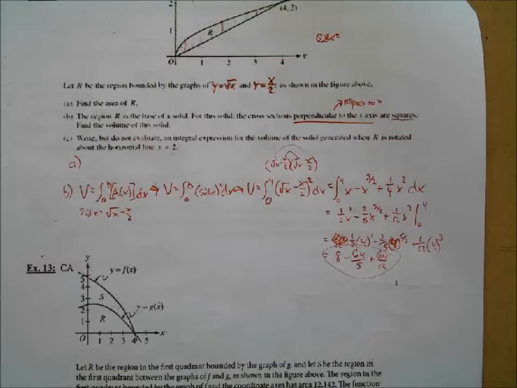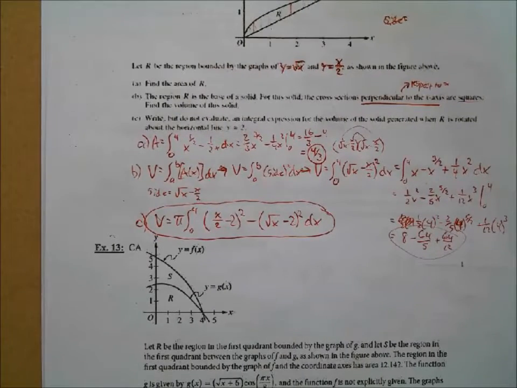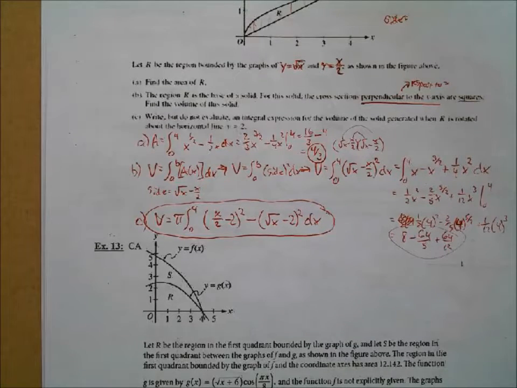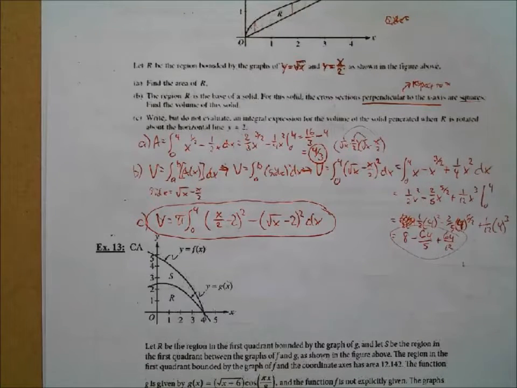Okay. You should have gotten something like this. Don't forget the pi in front for letter C, and then 4/3 for letter A. We use the pi.